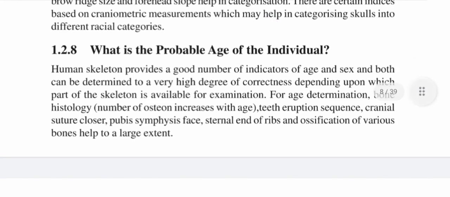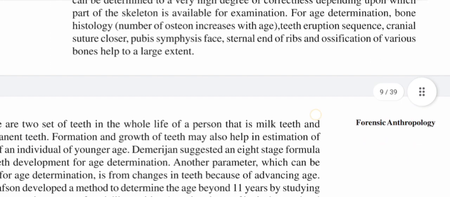What is the probable age of the individual? The human skeleton provides a good number of indicators of age and sex, and both can be determined to a very high degree of correctness depending upon which part of the skeleton is available for examination. For age determination, bone histology, where the number of osteons increases with age, teeth eruption sequence, cranial suture closure, pubic symphysis face, sternal end of ribs, and ossification of various bones help to a large extent.